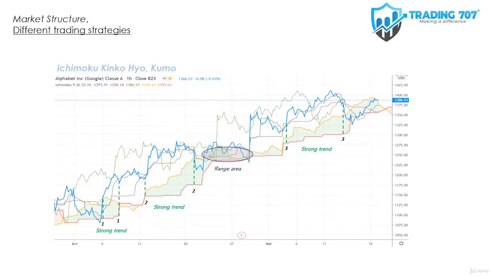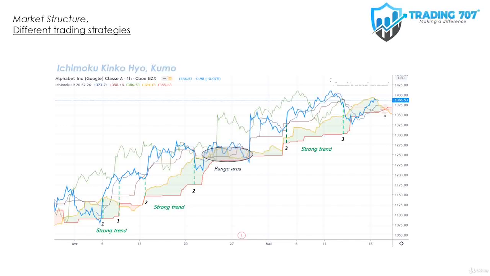We are therefore well within a bullish trend until the Google price tends to get dangerously close to the Kumo cloud.